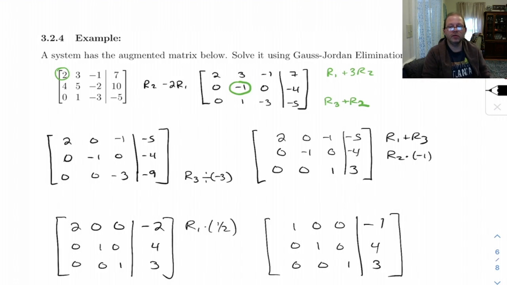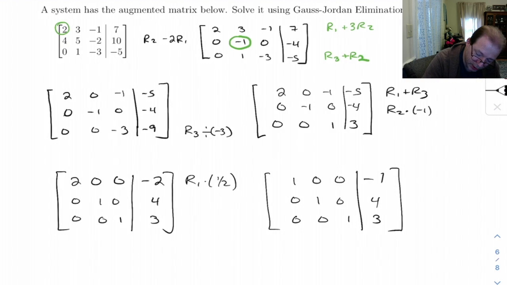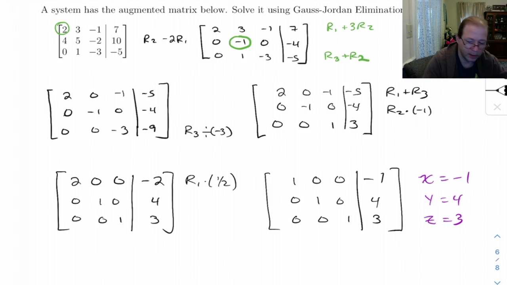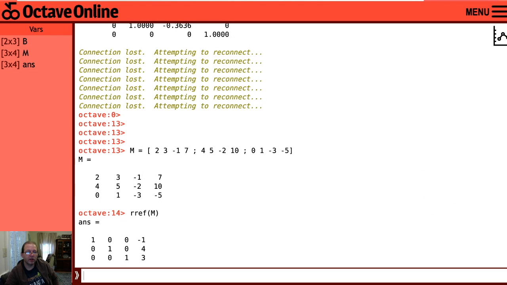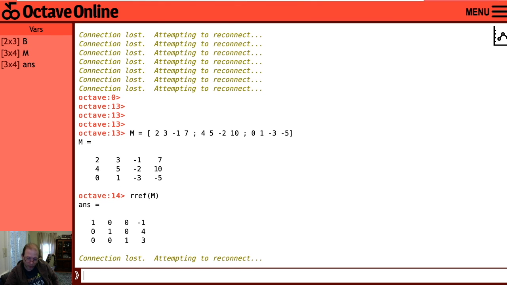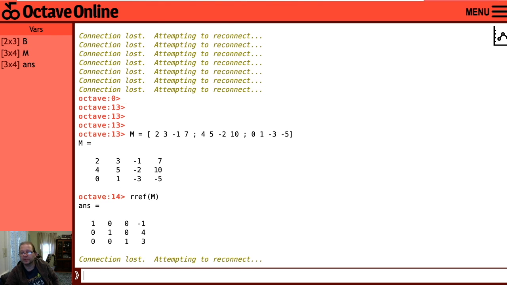All right, so that should be the solution to our system. x is -1, y is 4, and z is 3. Now let's check that by looking at Octave. I put it in here earlier, and I've already row reduced it, so we get -1, 4, 3. So that's good.